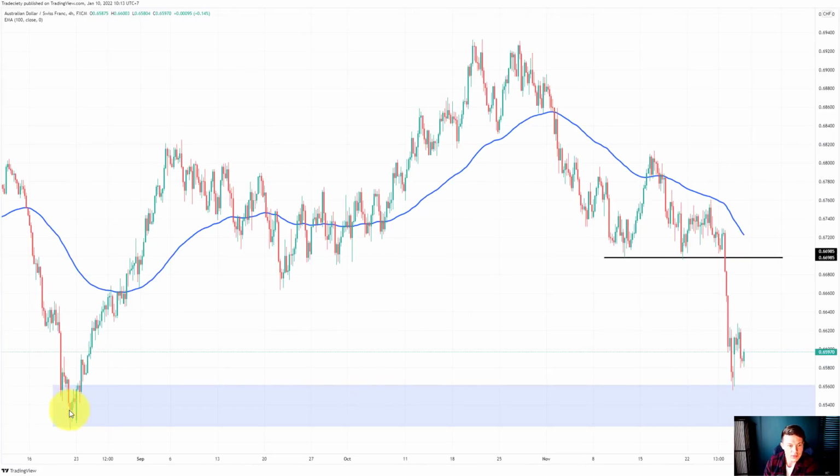Where did it move into? Into the previous low, so probably some supply and demand in here, and that is where it would have been a wise idea to take profits.